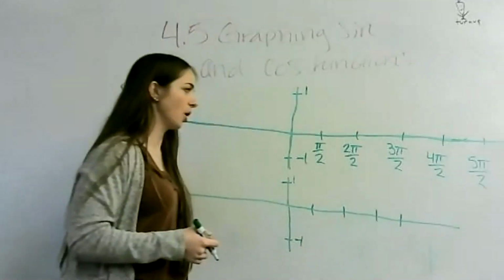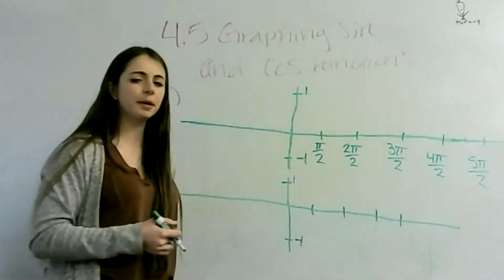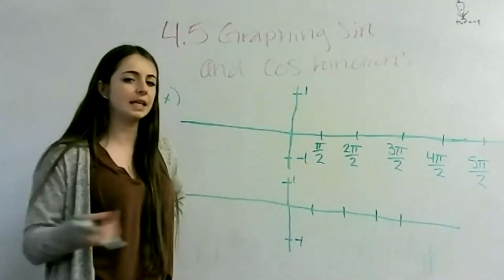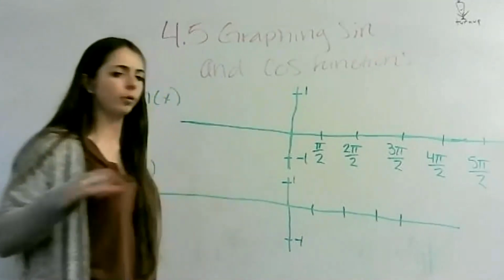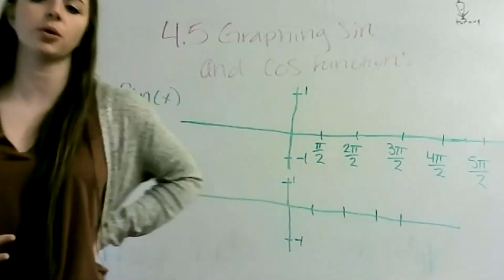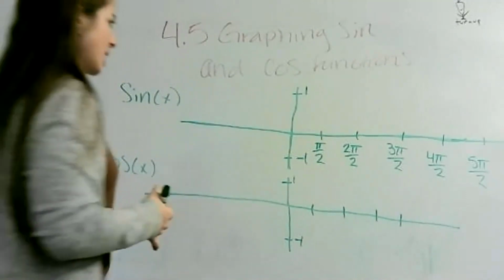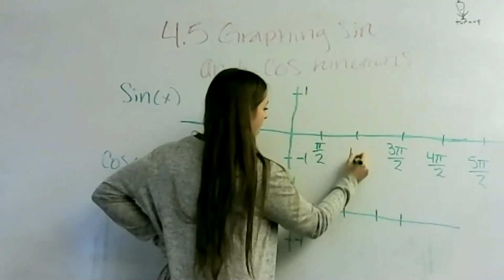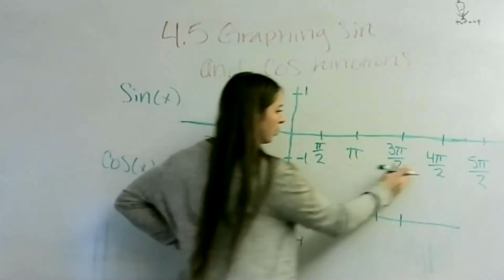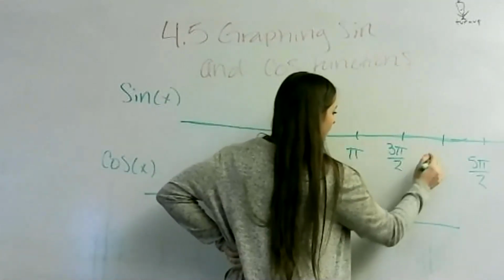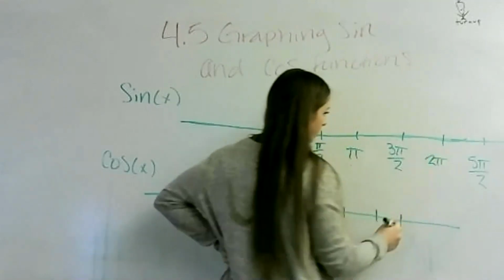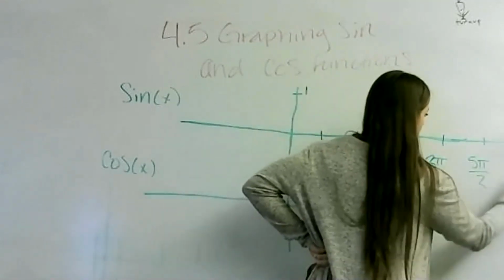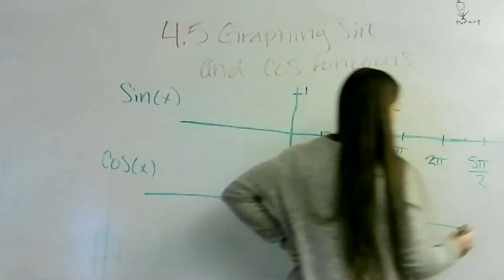So the one thing is, though, I want to be able to simplify all these down. I don't like to have a 2 pi over 2 or a 4 pi over 2 or a 6 pi over 2. I like to simplify these fractions down. So I know 2 pi over 2 simplifies down to pi. 4 pi over 2 simplifies down to 2 pi. 6 pi over 2 simplifies down to 3 pi.